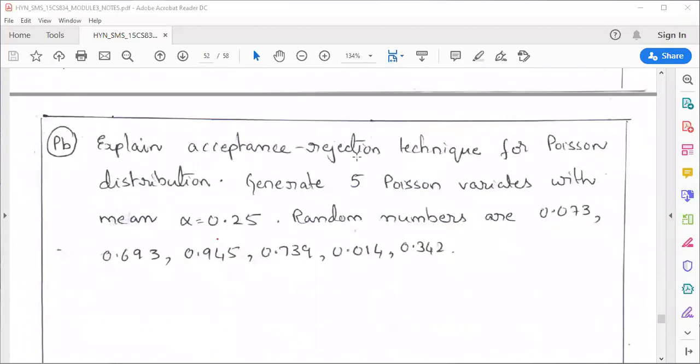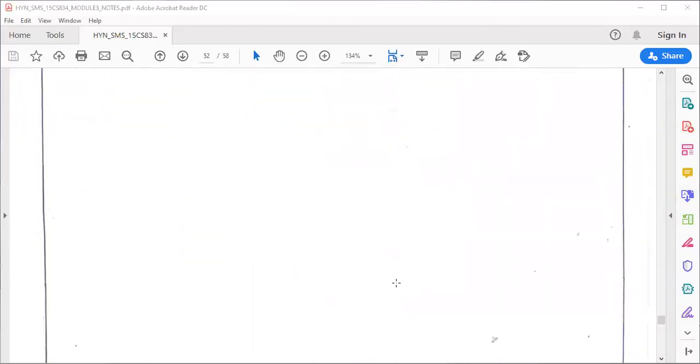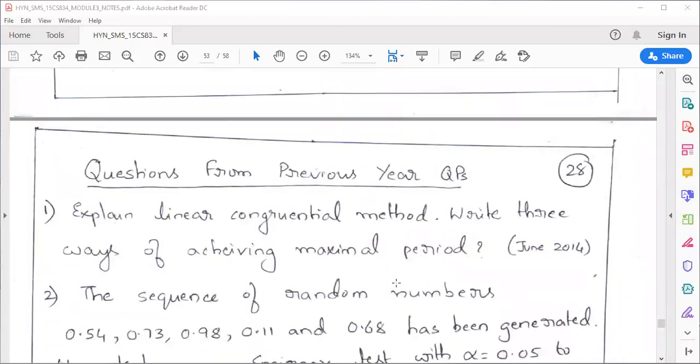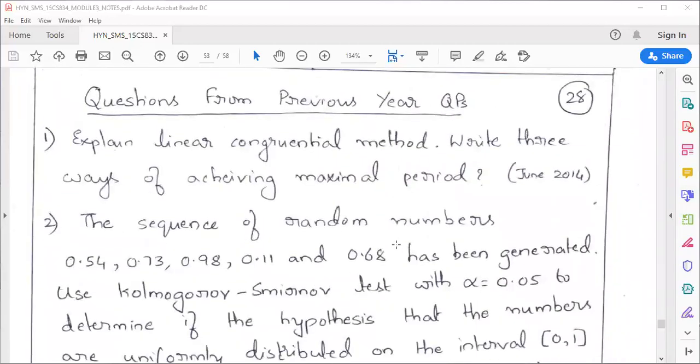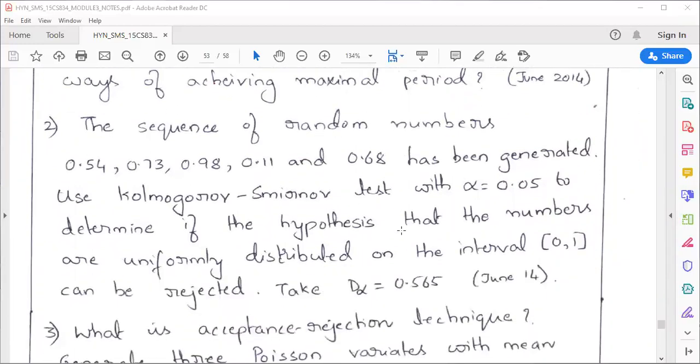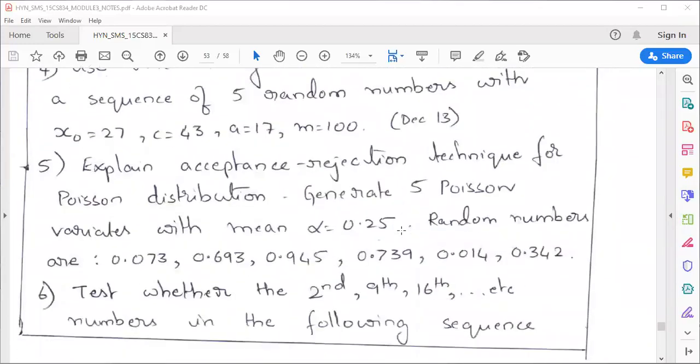So one more problem is there. Explain acceptance rejection technique for Poisson distribution. If they ask specifically this, then you can directly go for acceptance rejection technique for Poisson distribution. Generate 5 Poisson variates with mean alpha equal to 0.25 given the random numbers. Solve these problems at the last of your notes. Right. So previous year question paper problems are given. Try to solve them all.